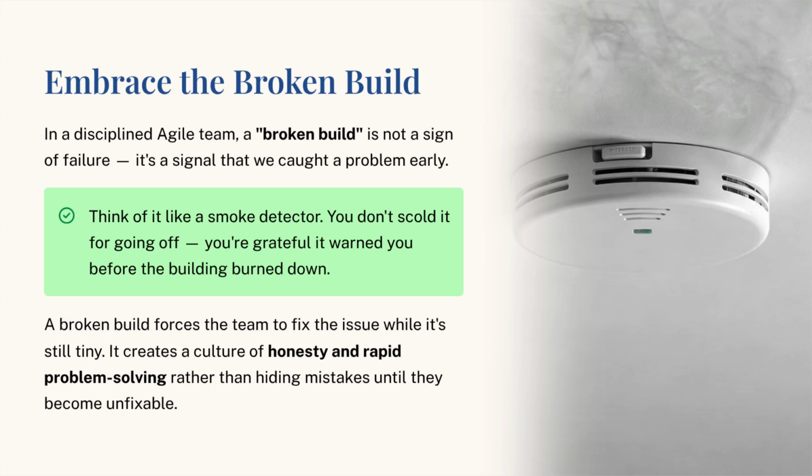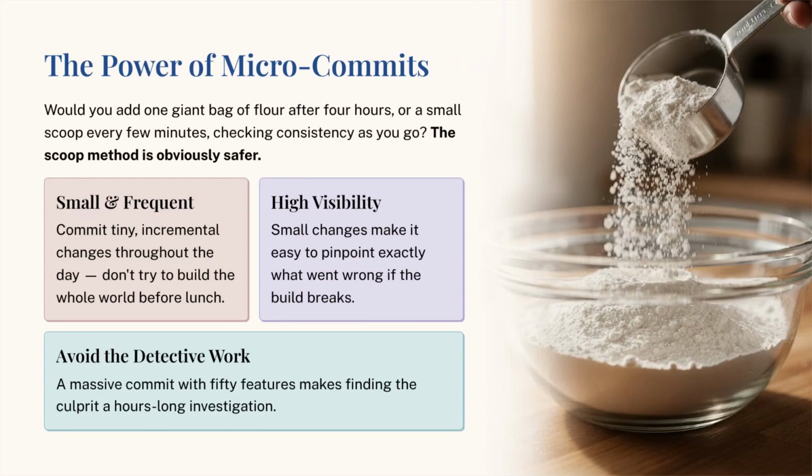So now that we have mastered the idea that a broken build is a helpful warning sign, you might be wondering how we encourage the team to keep the work moving so fast without losing control. Well, that brings us right into our next step, which is the concept of small, frequent updates. Think about the wedding cake again. Would you rather wait 4 hours to add one giant bag of flour, or would you rather add a small scoop every few minutes and check the consistency of the batter as you go? The scoop method is obviously safer.